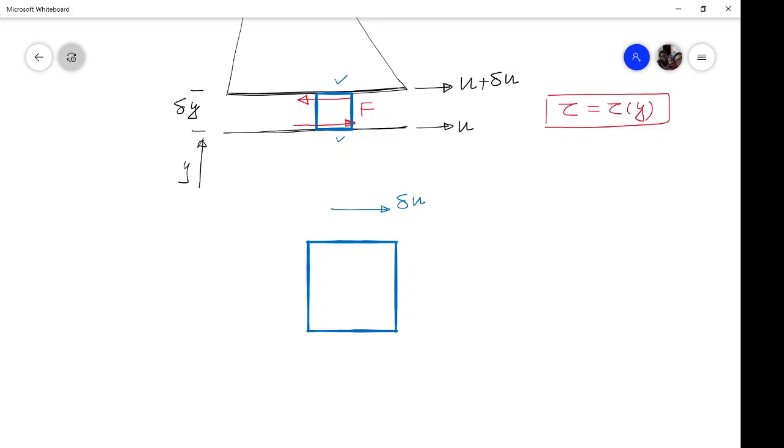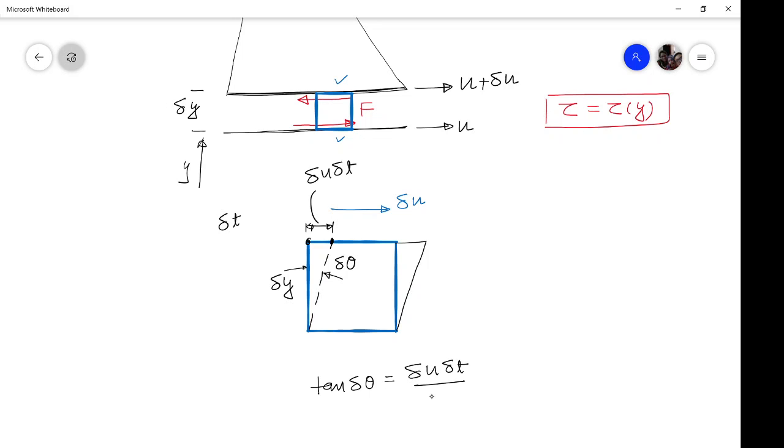So if you focus your attention on this particular point, in a very small time del t, this point would have been moved to a distance, and the distance traveled by this point will be del u times del t, and this distance is del y. So the deformation which is created, the same thing will happen here. Let us say it is del theta. So from the geometry, tan del theta will be del u del t divided by del y.